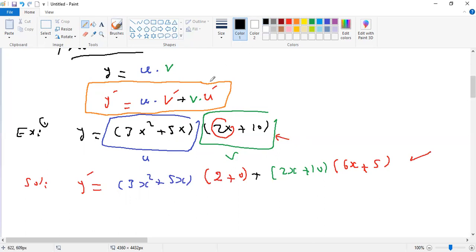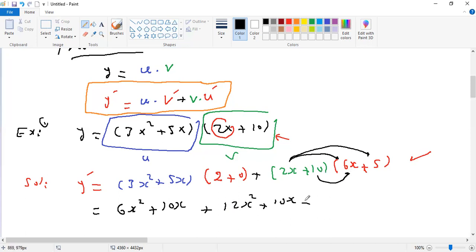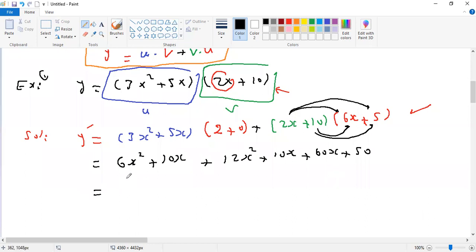So I am going to simplify this one. 2 multiplied by this one will be 6x squared plus 10x, because it is 2 plus 0, 2 multiplication. And here we have multiplication: 2x by 6x is 12x squared, and 2x by 5 is 10x, plus 10 by 6x is 60x, and 10 by 5 is 50.